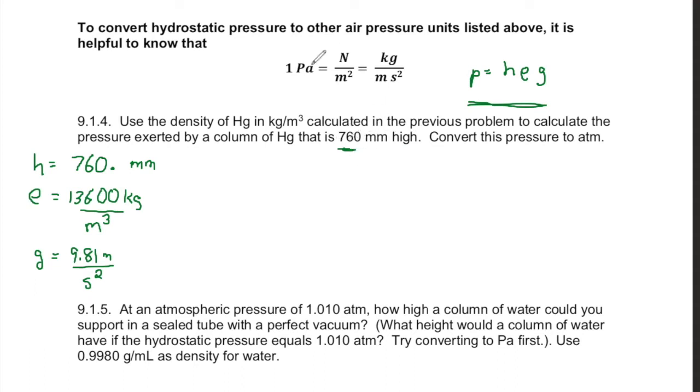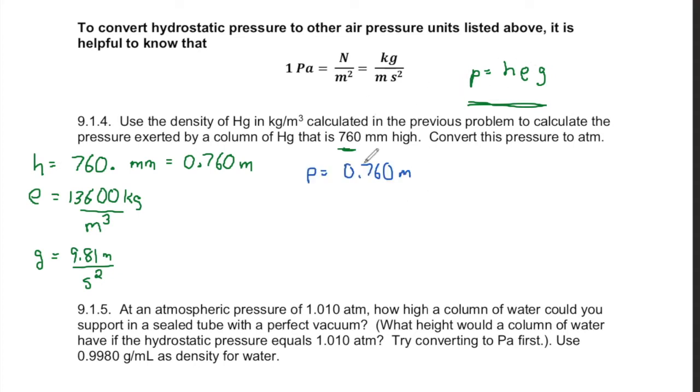And so to get this pressure into pascals, it's helpful to convert everything down to these basic SI units. So instead of having the height in millimeters, we're going to go ahead and make it meters. So this would be a 0.760 meter column of mercury. And so now we have everything in kilograms and meters and seconds, and this is going to make it a little bit easier to convert to our pressure units.